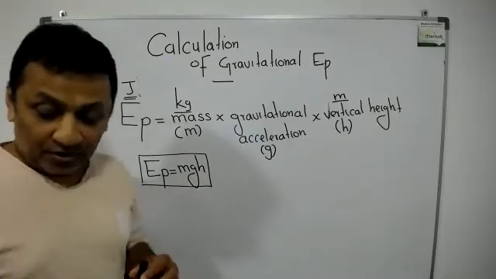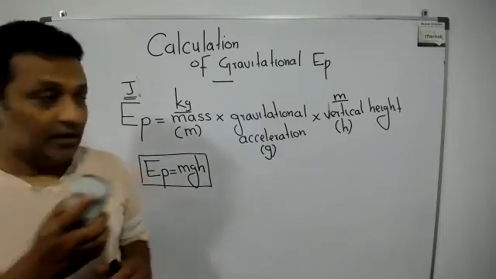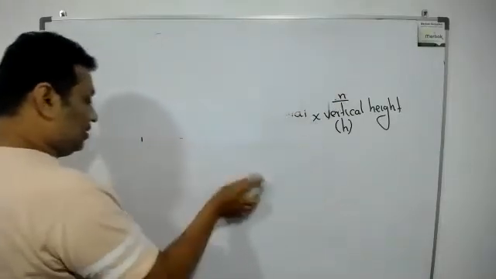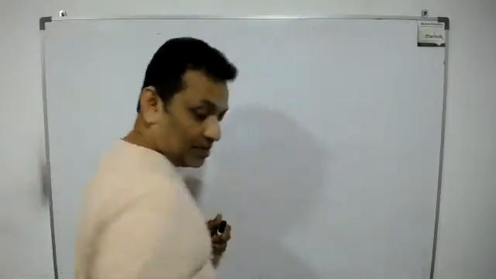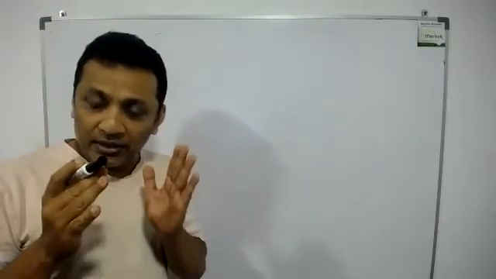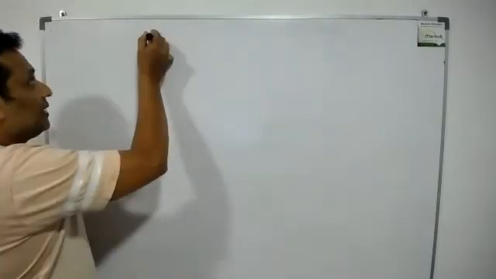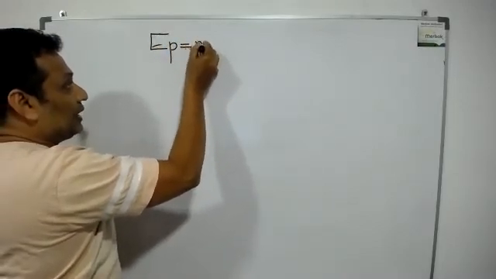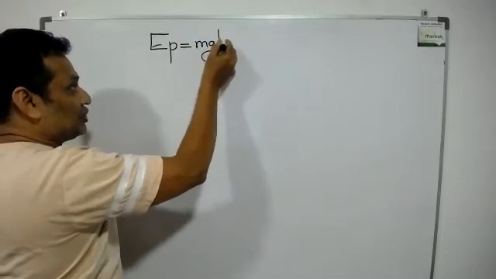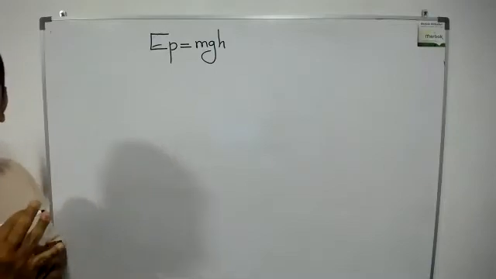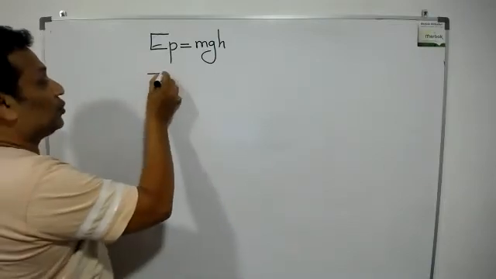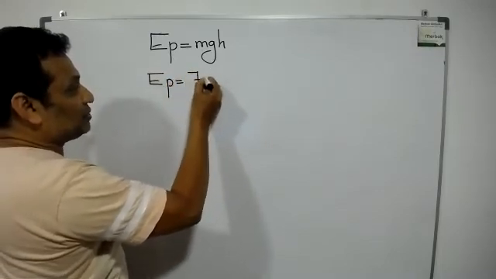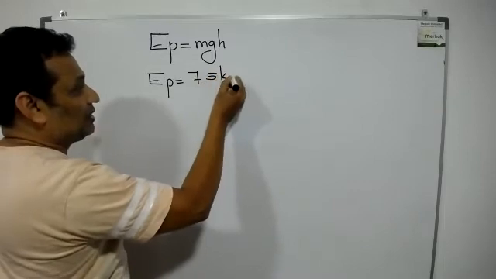Right. The first question, easy question. Though it is an easy question, if you want full marks, you have to do it in the proper way. EP equals to mgh. That you have to write first. Then you are substituting. EP equals to, substitute in this manner. That is the best method of substitution.